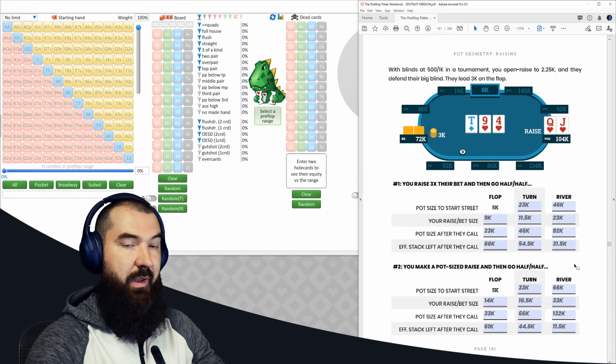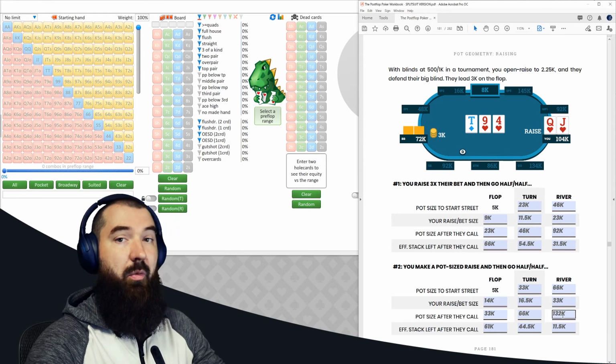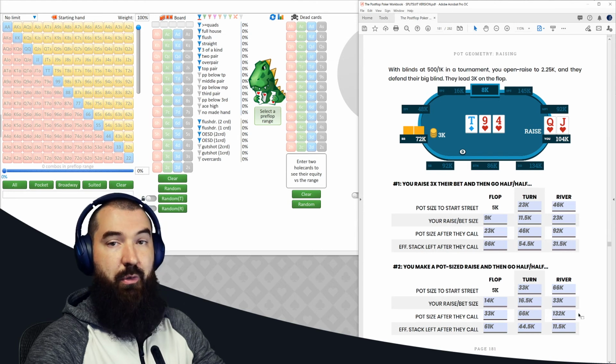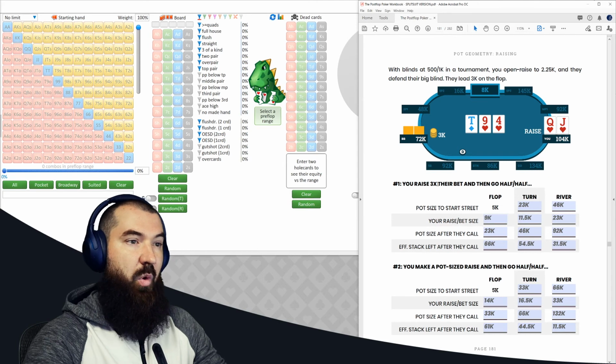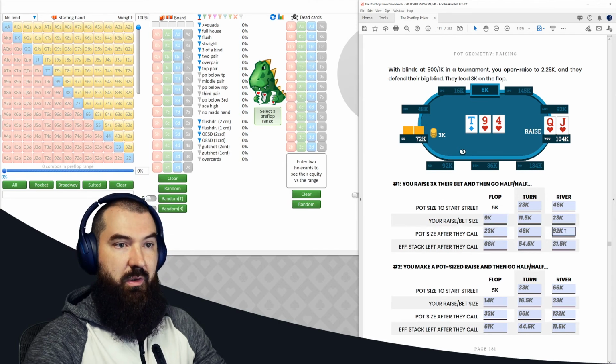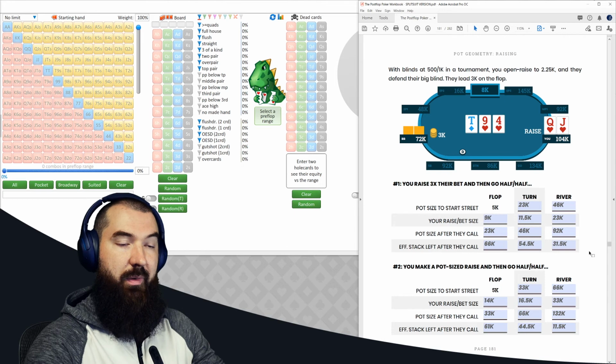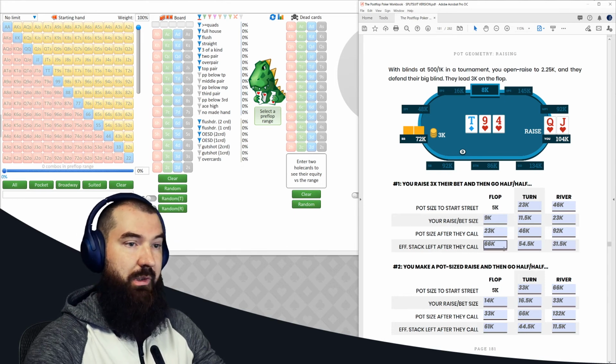And then, of course, the other thing I'm really interested in is the final pot size, which for number 2 is going to be 132K when we're making that pot size raise. But for number 1, we're only making the 3x raise. Now, all of a sudden, the final pot size is 92K, assuming that our opponent calls the flop raise, and then also the subsequent calls on the turn and river. That's a 40K difference between those two numbers with only a 5K difference in the overall raise size on the flop.